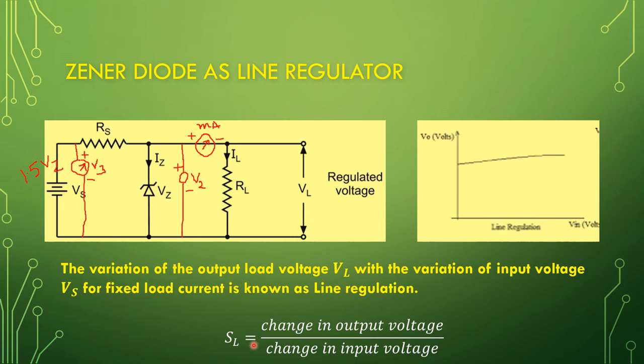So this is the procedure: change in output voltage divided by change in input voltage. If the value of SL is smaller, the regulation is better. So this is the overall performance of the Zener diode as a line regulator.